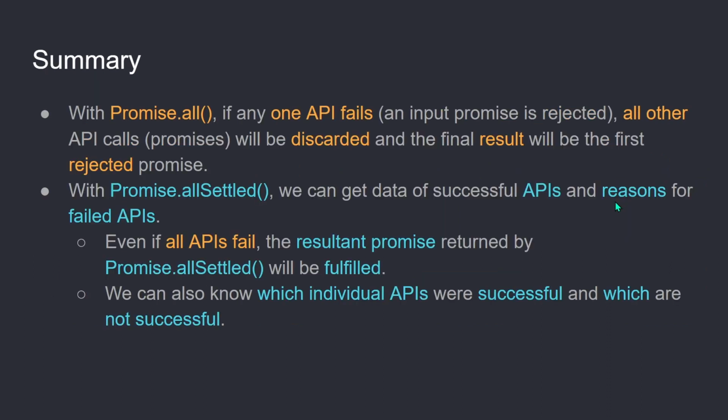So to summarize, with Promise.all, if any one API fails, that is an input promise gets rejected, then all other API calls or input promises will be discarded and the final result will be the first rejected promise. However, with the Promise.allSettled method, we can get data of successful APIs and reasons for failed APIs. So in case of Promise.allSettled, even if all APIs fail, the final resultant promise returned by Promise.allSettled will be fulfilled, so that we can know which individual APIs were successful and which are not successful.